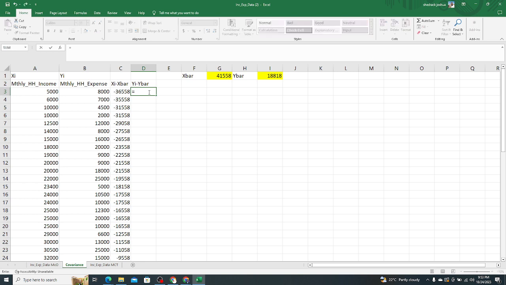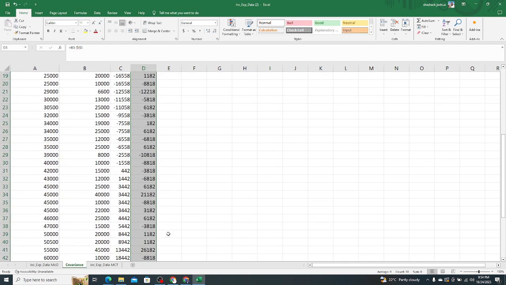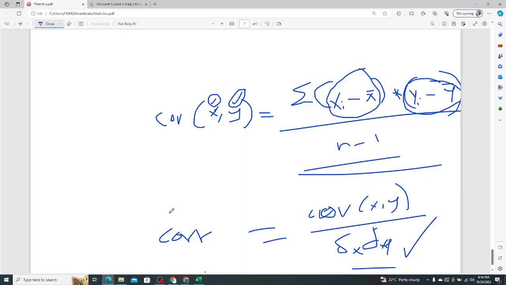What about our yi minus our y bar? It will be the expense values minus the expense average or mean. The same, you lock the cell where we have the average for the yi's, and drag it down. So basically we are done with this value and this value.